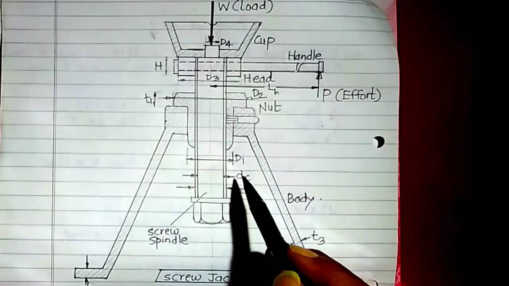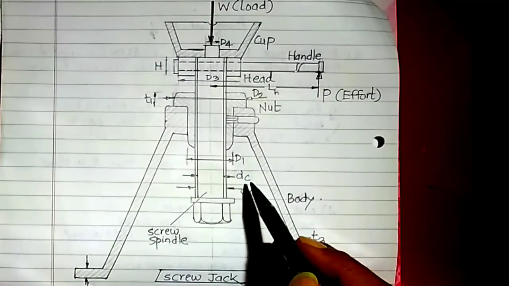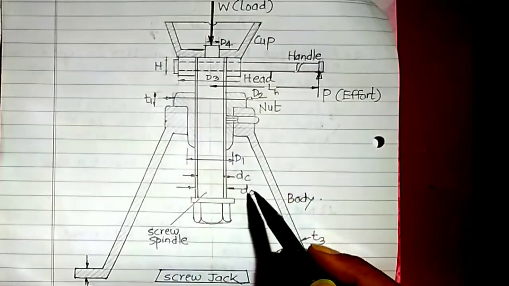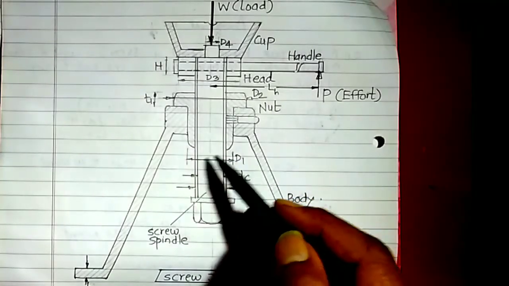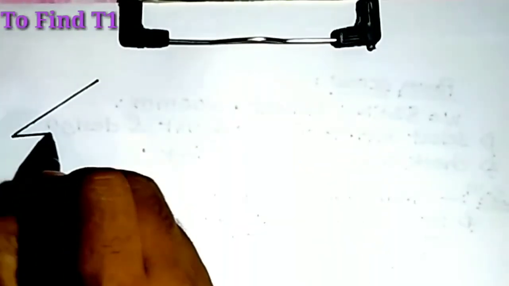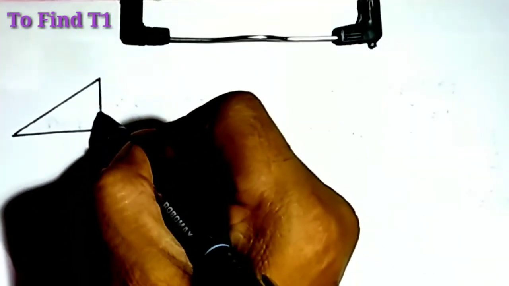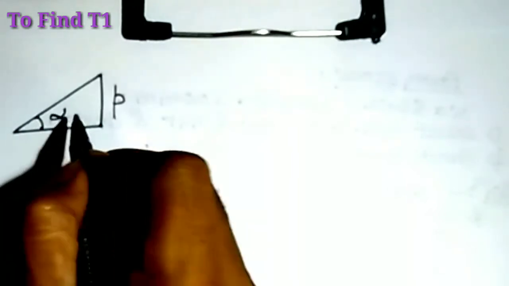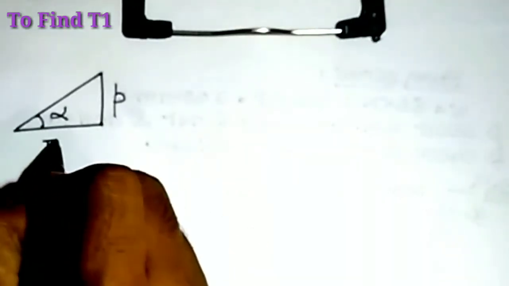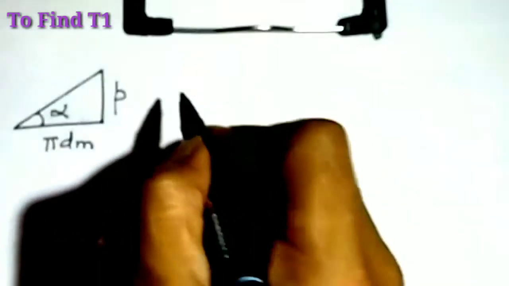The screw spindle is threaded, hence it has core diameter, outside diameter, and mean diameter, which you have calculated as DO plus DC by 2. Now to overcome the friction between nut and screw, we need a torque. That torque is to be calculated, and that calculation is done here.